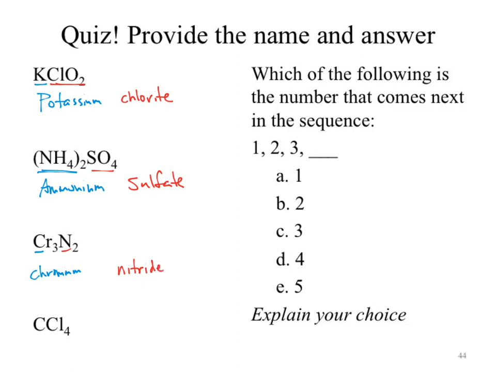Nitride, which from what I've overheard, Google comes back and tells you that that's the answer, and Google would be wrong. That is not the correct answer. What is wrong with this name? We need to specify the charge on chromium. Okay. Why do we need to know the charge on chromium?